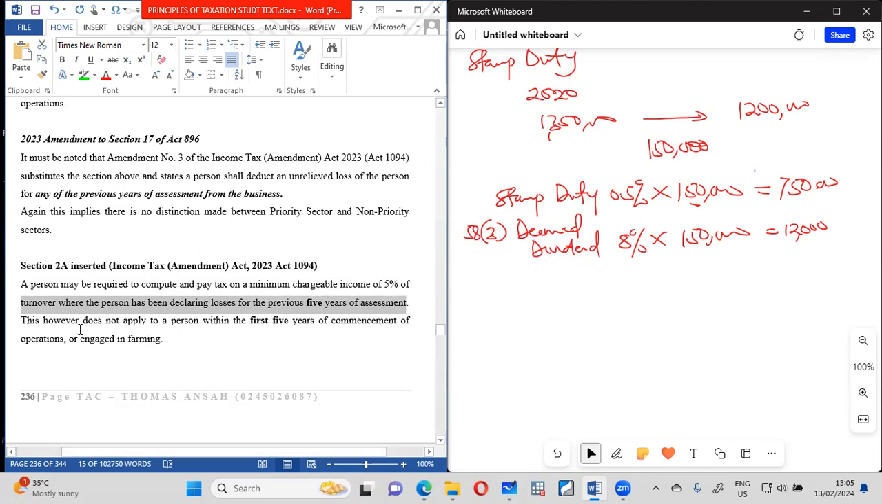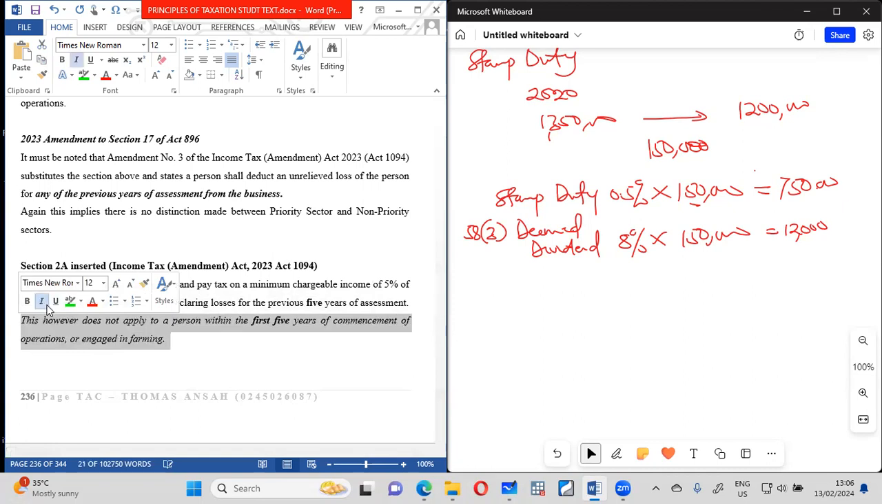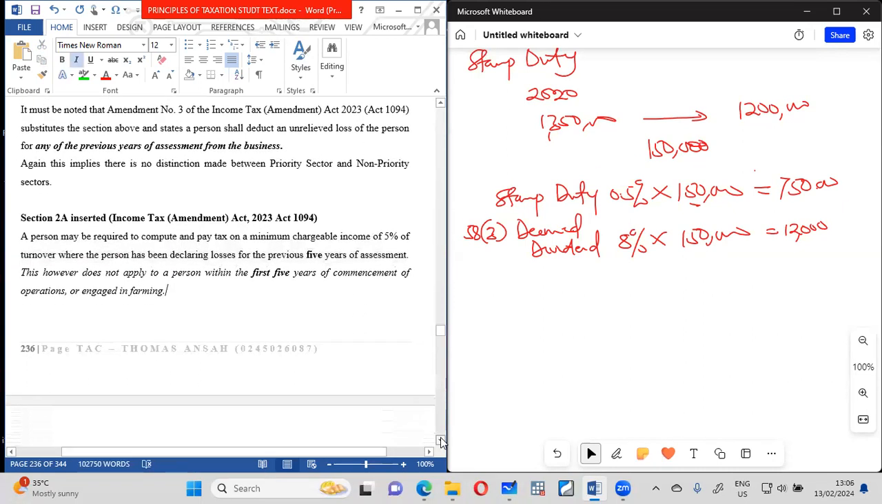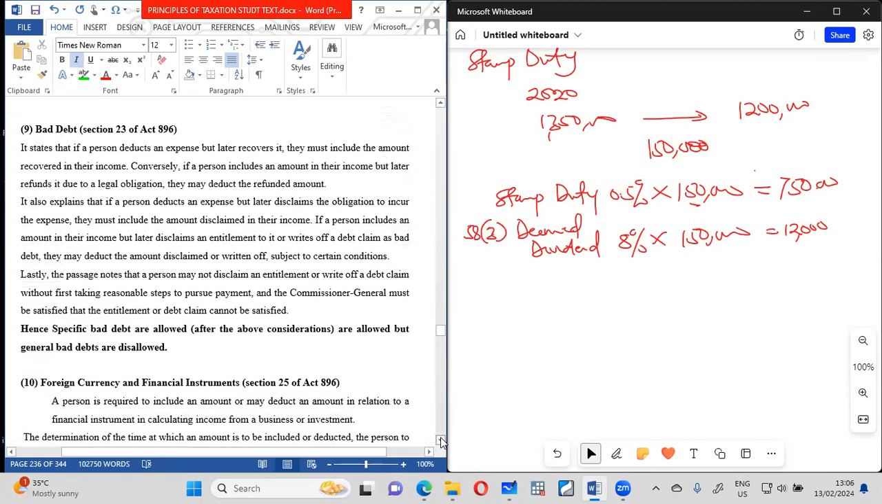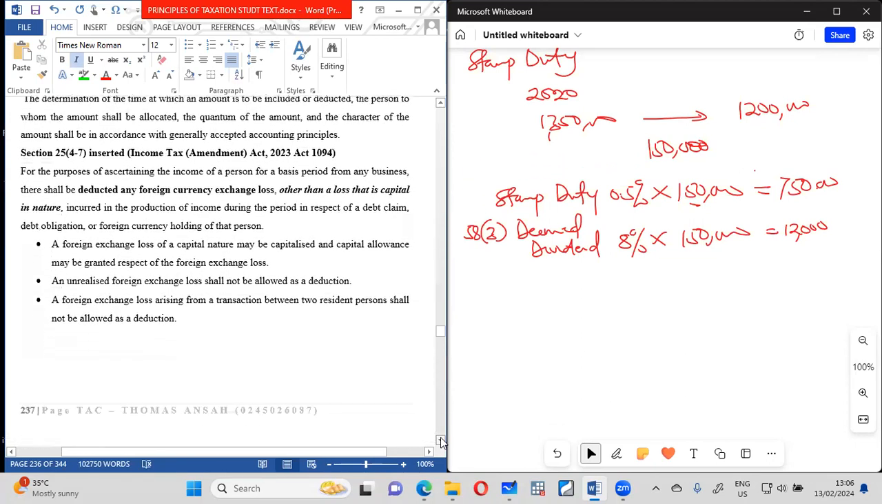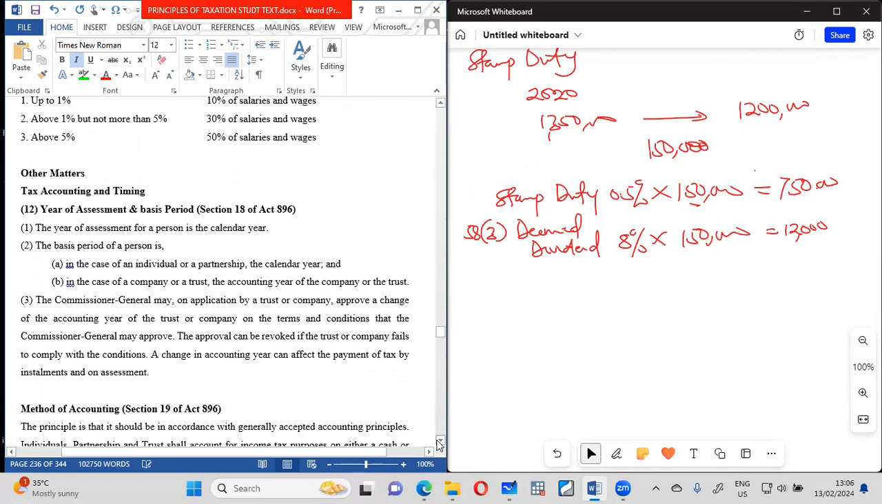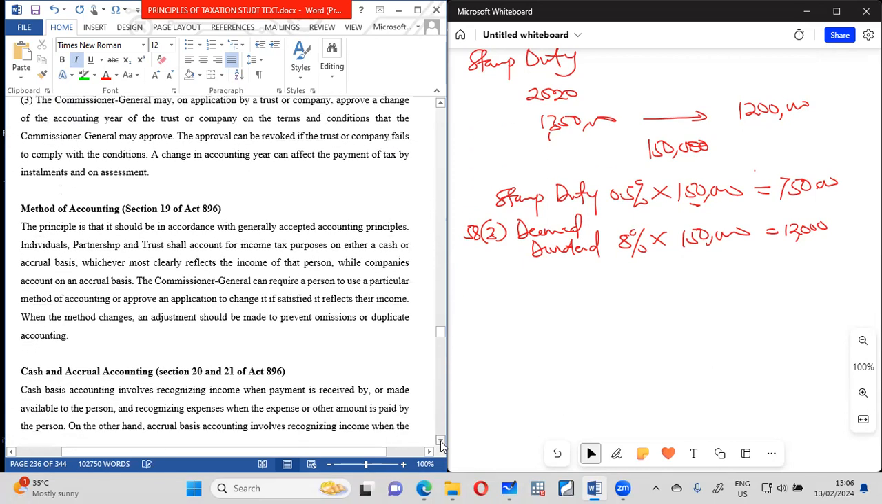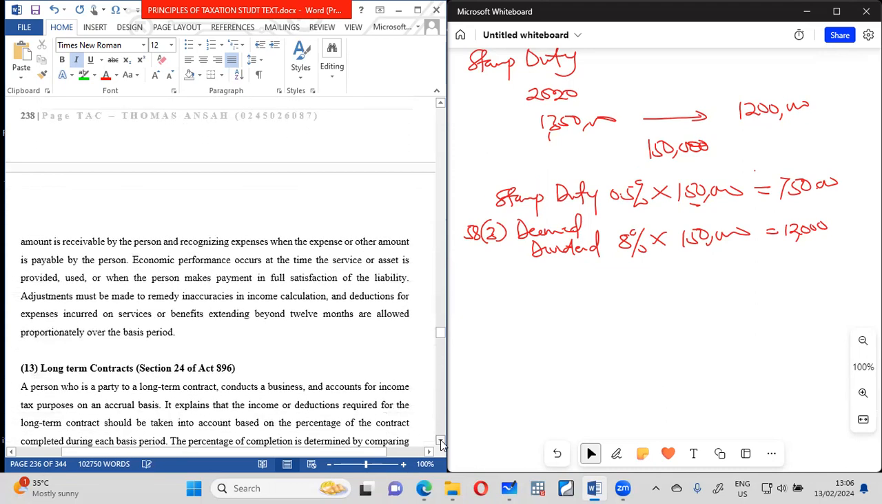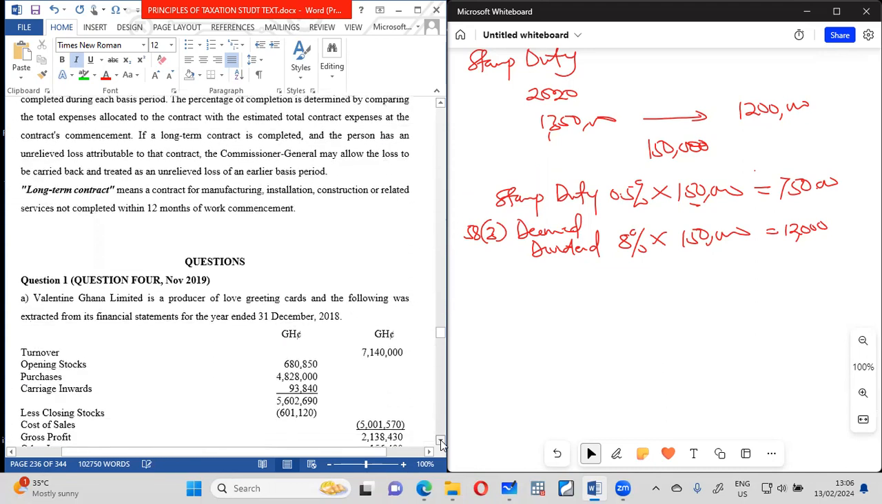However, this provision does not apply to a person within the first 5 years of commencement of operation, or who is engaged in what? Mining. So it doesn't affect your first 5 years of operation. That is the new amendment. And the stamp duty of 0.5% has also been amended to 1%.